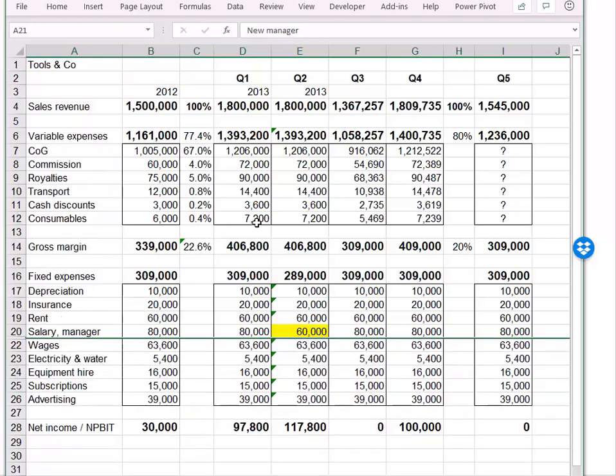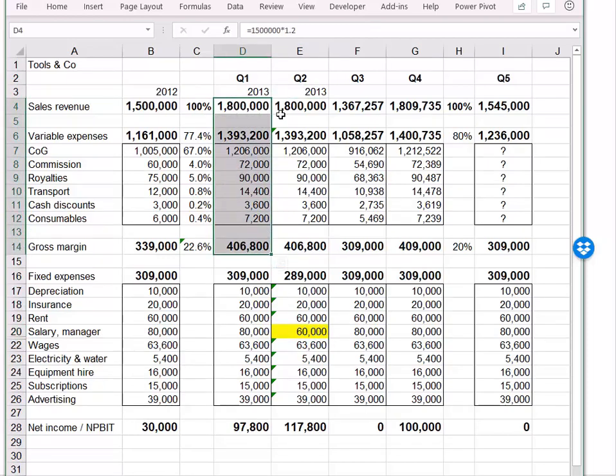The next question says to us, what would be the effect on the 2013 net profit if the existing manager were to retire and was replaced by a new manager at a salary of 60,000? So here you can see how the existing manager at 80,000 has come out and the new manager at 60,000 has come in. All right, and it specifically says the 2013 here. So the data that I calculated in question 1, I'm just going to carry that over and use it as part of question 2. So nothing in the top part of the income statement changes.